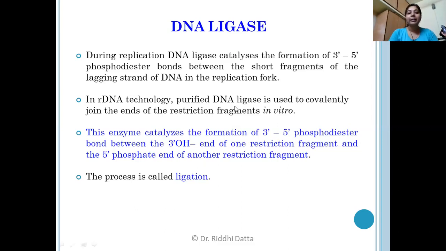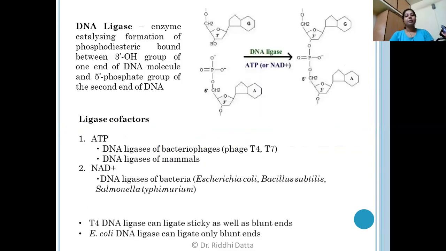Now we have encountered this DNA ligase during the replication procedure, where the Okazaki fragments are stitched together by DNA ligase. The same enzyme is used here to seal the fragments together. And this reaction in which the DNA ligase catalyzes formation of a phosphodiester bond is called the ligation reaction. Okay. So we have two main groups of DNA ligases.